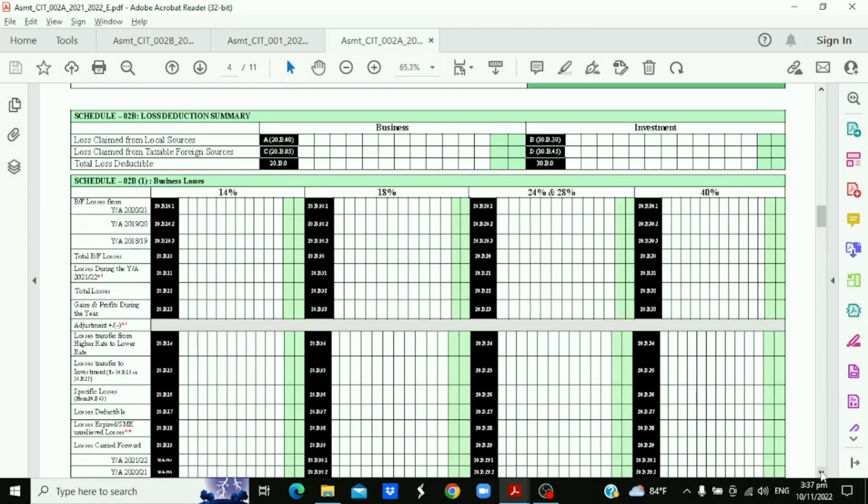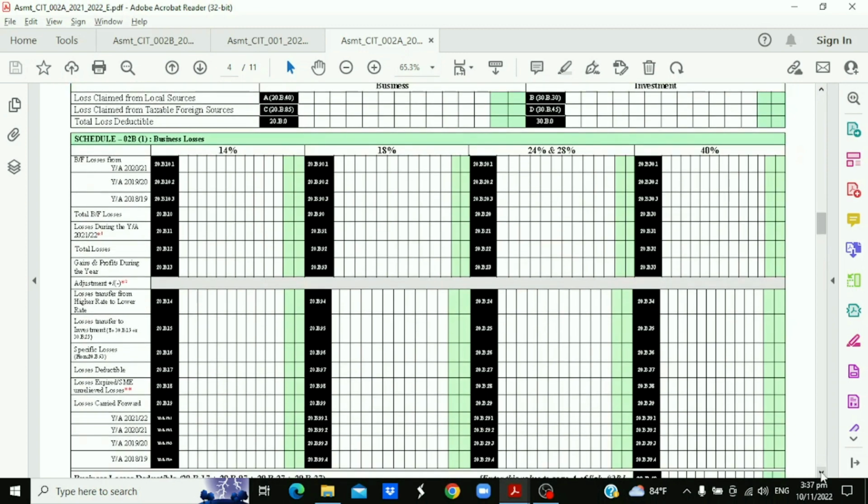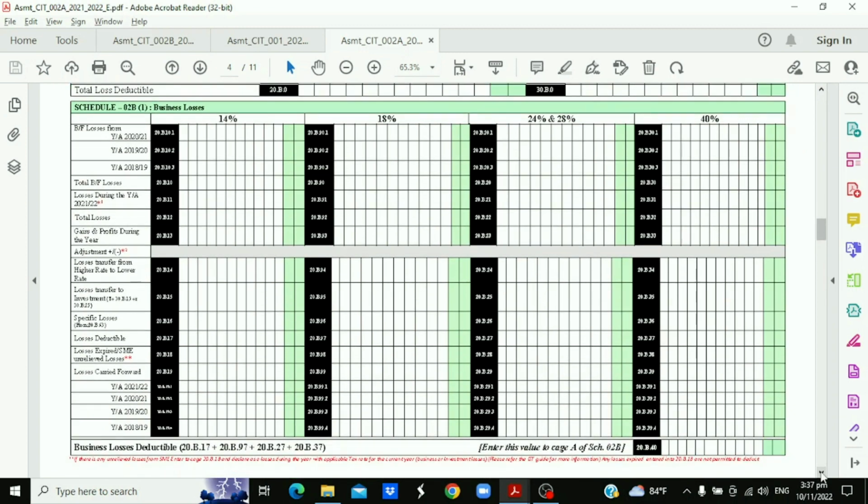Then we discussed the 2B1 business losses, right? On this table, I selected the 14% rate for simple understanding, right? Thereafter you can improve your understanding for the other rates as well. First we have a few rows allocated to brought forward losses. Brought forward losses we should identify by separating them by the respective year of assessment. It may relate to 18/19 or 19/20 or 20/21.